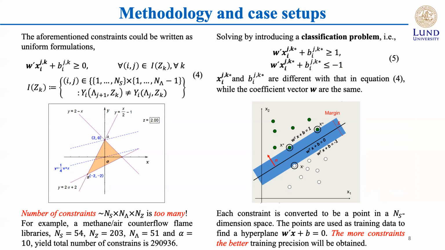Here, we found a new way. We introduced an artificial neural network to solve it as a classification problem, see the right-hand side. The constraint equations were converted to equation 5.